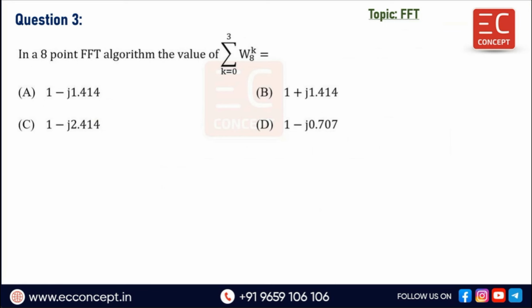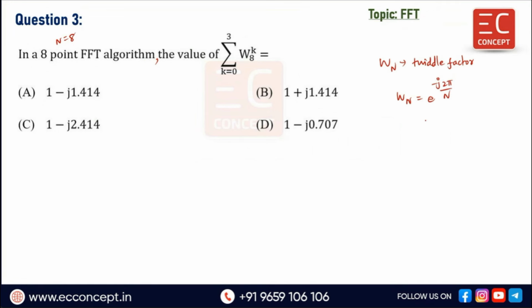In an 8-point FFT, the topic is FFT, that is the fast Fourier transform. N is equal to 8, and the value of something is given. W_N indicates the twiddle factor. The twiddle factor is e to the power of minus j 2 pi by N.